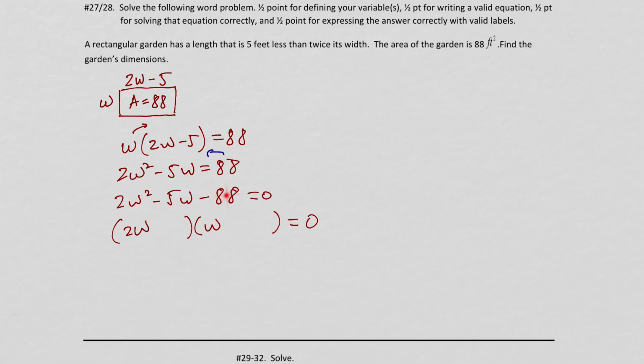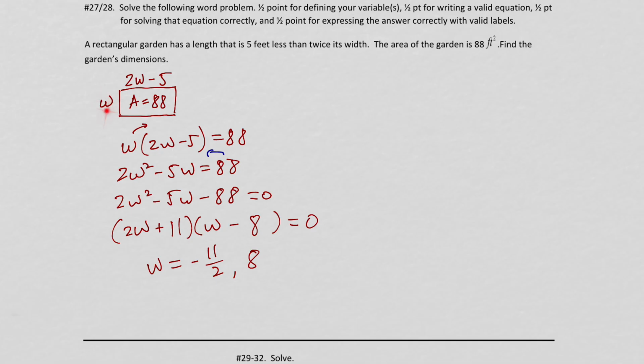Now, I'm going to try 11 and 8. If I do an 11 here and an 8 here, what that gives me is 16 on the outside and 11 on the inside. 16 and 11 do give me the difference of 5. I need to put the negative here and the positive here, so that it gives me negative 16 and positive 11 to give me negative 5. So this has W equals negative 11 over 2 and positive 8.